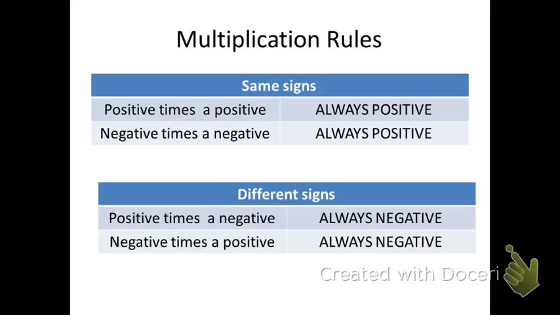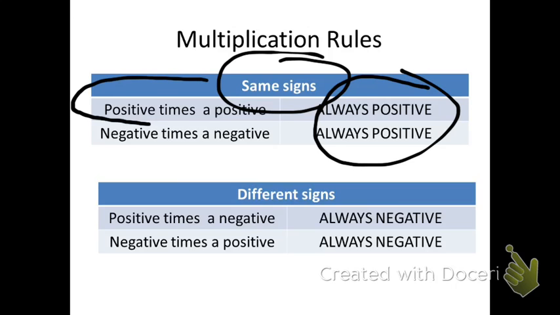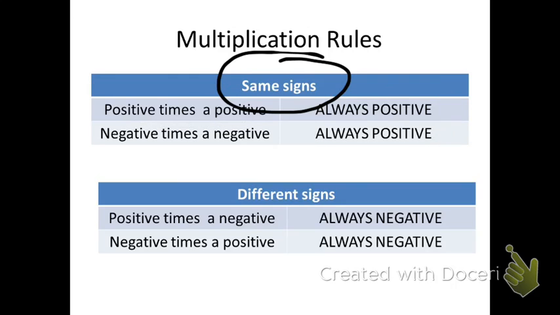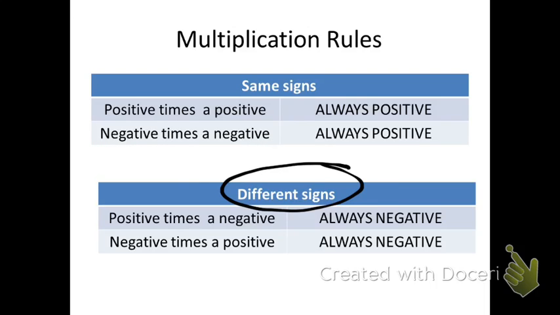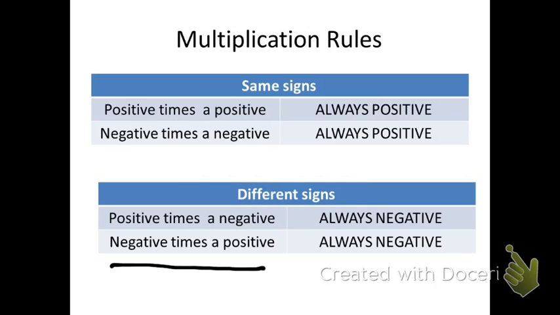When you are multiplying two numbers, each number will have its own sign. When the signs are the same, you always know that the answer is positive. Even if it's a positive times a positive, it's going to be a positive answer. If it's a negative times a negative, it's also a positive answer. The opposite is true too. So if you have different signs, positive times a negative or negative times a positive, the answer is always negative.